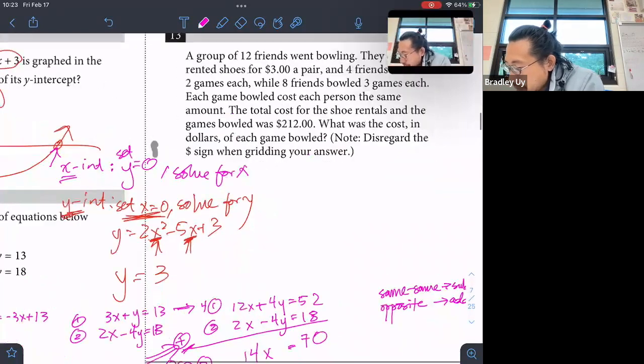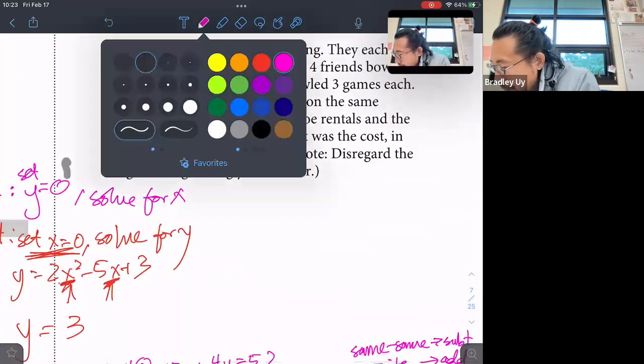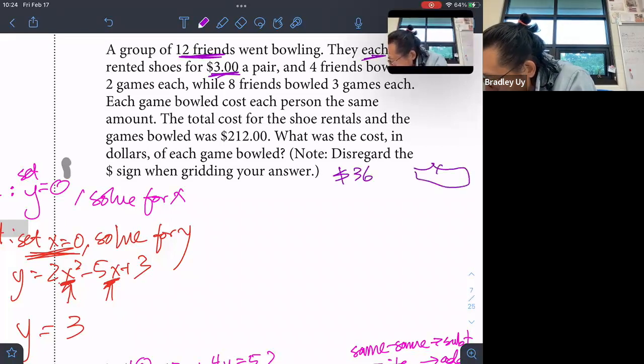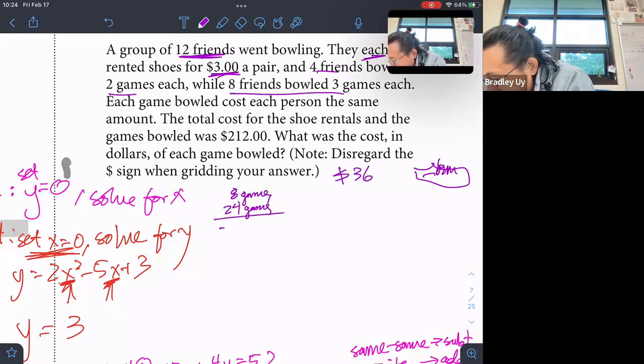Okay, let's talk about this question. Guys, we went bowling. Good game. 12 friends. They each had to rent shoes. So off the bat, they paid 36 for shoes. Here's my drawing of a shoe. Wonderful. 36 for shoes total. 4 friends bowled 2 games each. That's 8 total games from those 4 friends. And 8 friends bowled 3 games. That's 24 games. So that would be 32 games everyone played.